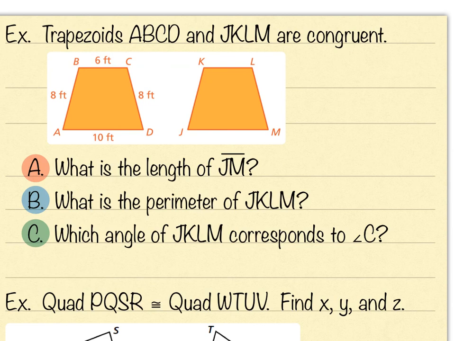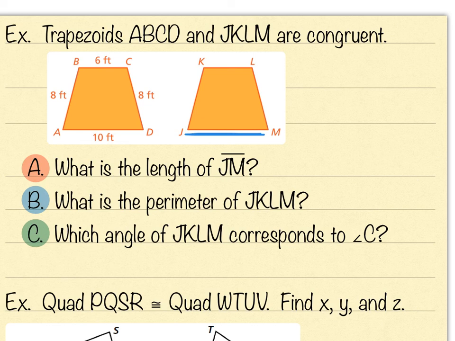All right, let's look at these two trapezoids here. Trapezoid ABCD and trapezoid JKLM are congruent. So what does that tell us? Well, all the corresponding angles will be equal. All the corresponding sides will be equal. So it says, what is the length of segment JM? And so JM is the bottom segment on the second trapezoid right here.